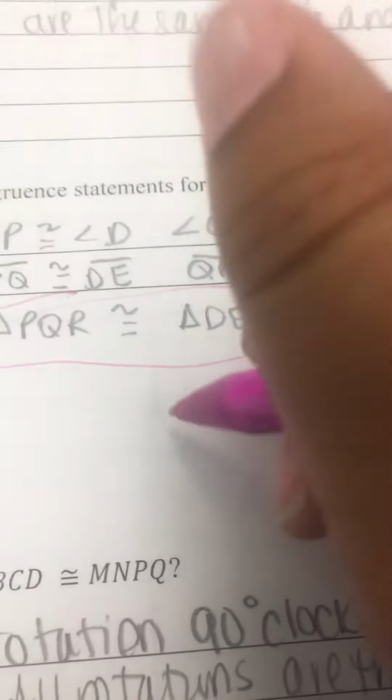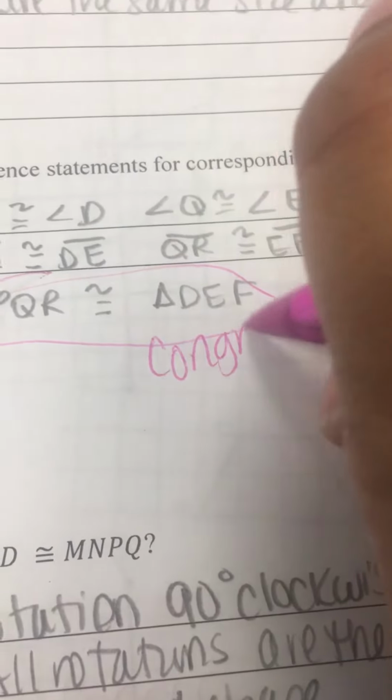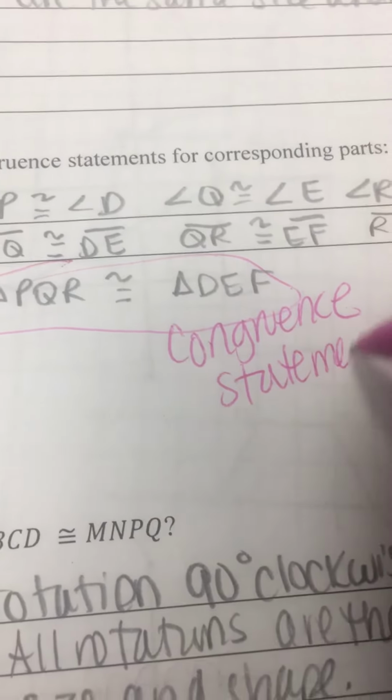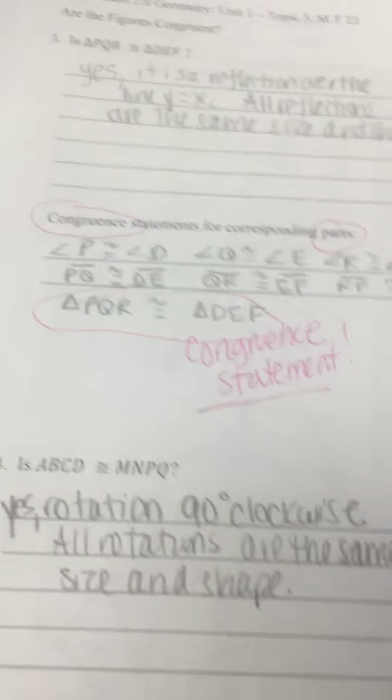This is the part you guys keep forgetting. That's called a congruence statement. Don't forget that. These here are called congruent parts. So there's a difference.